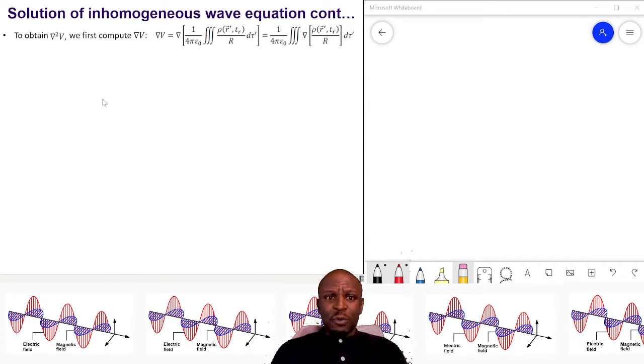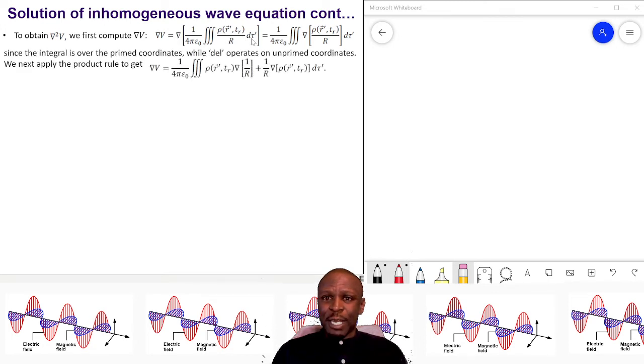Now, first of all, we just want to obtain this, but before we can obtain that, we need to compute first the first order differential of this. If we do that, this is what we are going to have. But this del goes for the unprimed coordinates, because the integral goes for the primed coordinates. Therefore, this del will just be getting inside here. If you put that del inside there and use the product rule, you differentiate 1 over R and leave the charge density, plus you leave 1 over R and differentiate the charge density. This is what you are going to have.